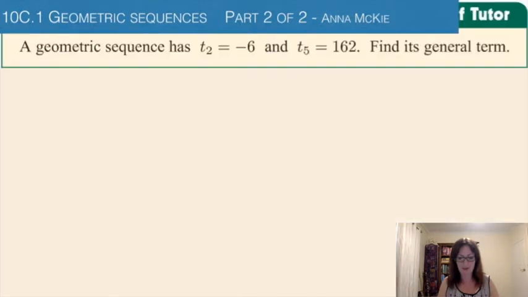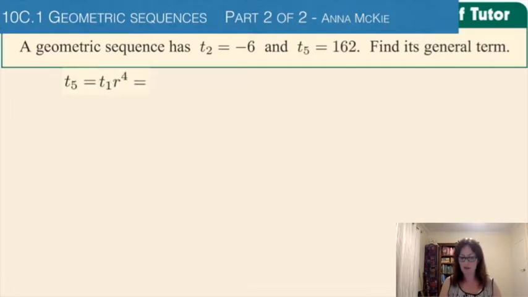Hope that made sense. A couple more questions here. A geometric sequence has T2, the second term, being negative 6, and the fifth term being 162. We have to find the general term. Right, we don't know the starting term, and we don't know that ratio. What can we do here?